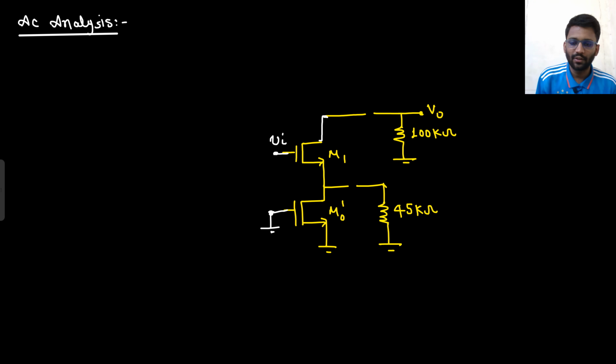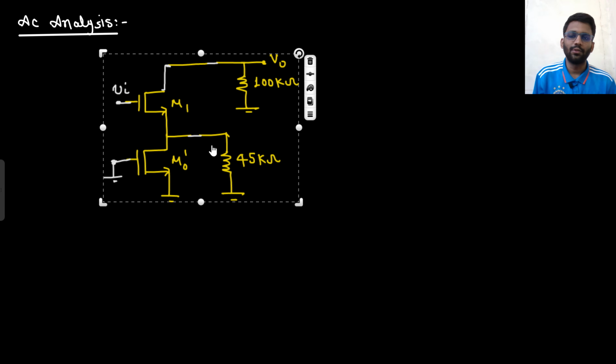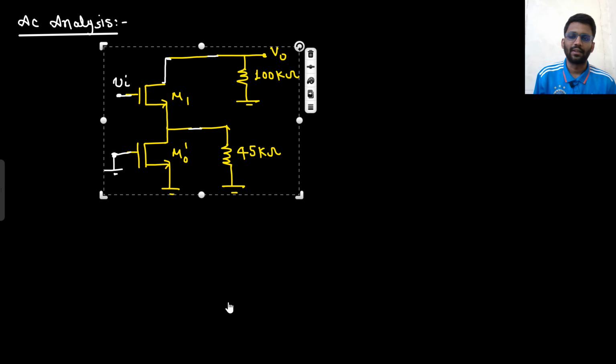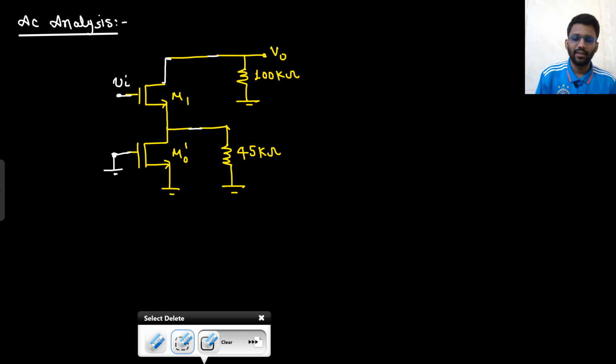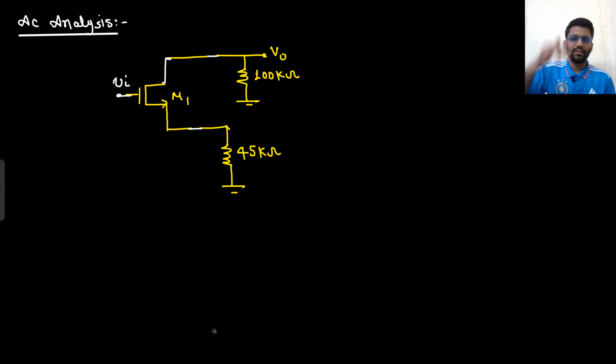So very easily we can draw the small signal model if we have studied it deeply. So this is the small signal model we are having, right? So our circuit is reduced to a very simple circuitry. Now we can make it more simple. How can we make it more simple? The VGS is gone. Since VGS is gone, this M0 dash will be replaced with open circuit, right?